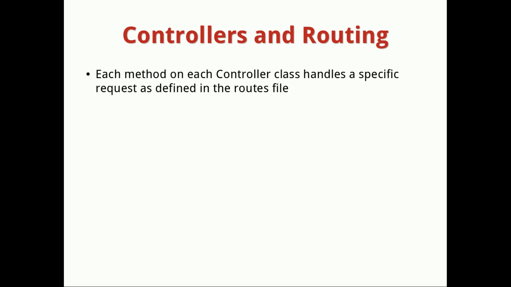It's not necessarily the sexiest part of the application, but it's very important. So one really important concept to remember is that each method on each controller class handles a specific request, in this case an HTTP request, as defined in your routes file. So if your controller method doesn't have something pointing to it in the routes file, Rails isn't going to know it's there, basically.